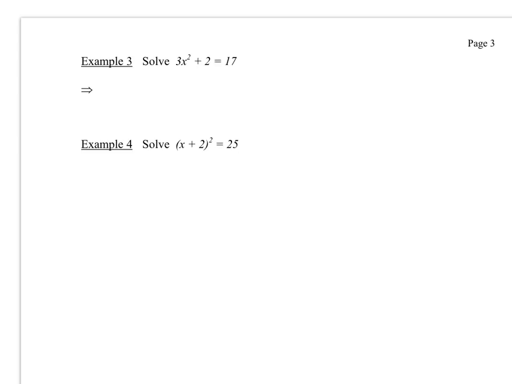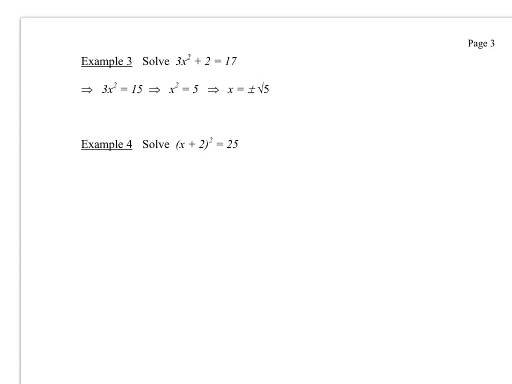Now, to solve an equation like 3x squared plus 2 equals 17, we've got to get it so that it says x squared equals something, and then we can get two answers from that. It's quite straightforward. First of all, we subtract 2 away from both sides, so we get 3x squared equals 15. The next step is to divide by 3. We get x squared equals 5. And the last step is to take the square root. But remember, it can be plus or negative root 5.